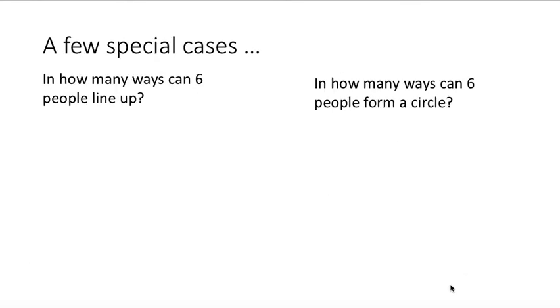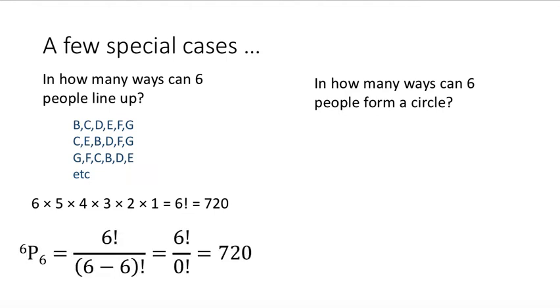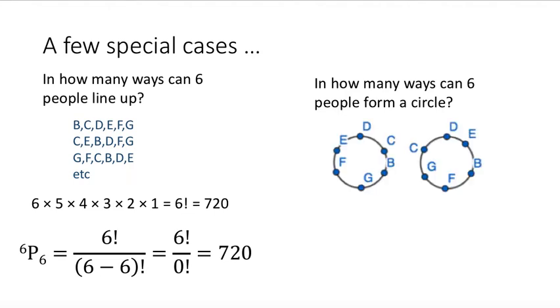Okay, here are some special cases. How many ways can you line up 6 people? Well, we did that before. 6 times 5 times 4 times 3 times 2 times 1, 6 factorial, 720. How many ways can they go in a circle? Well, where does the circle start and finish? Don't know. Okay, so you start somewhere, and here I start with B. So I start somewhere with B, and then what comes next?